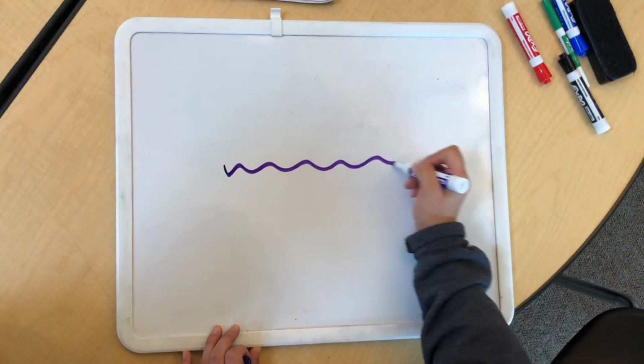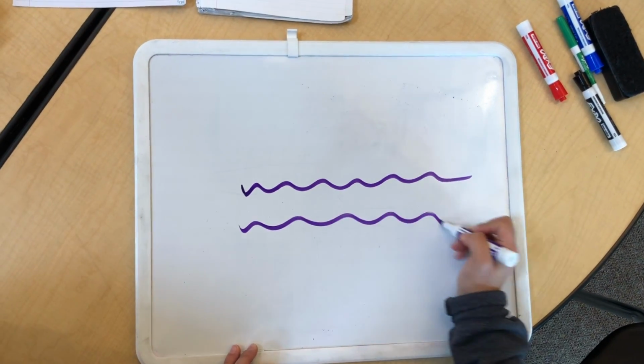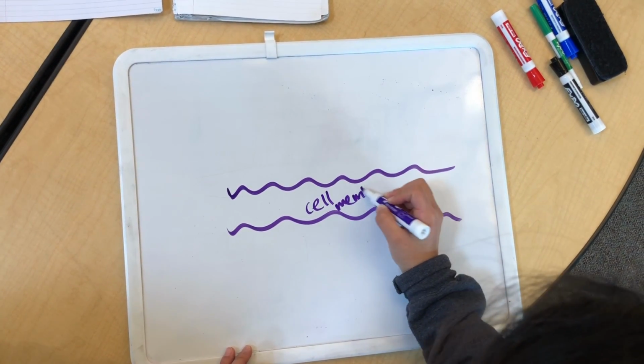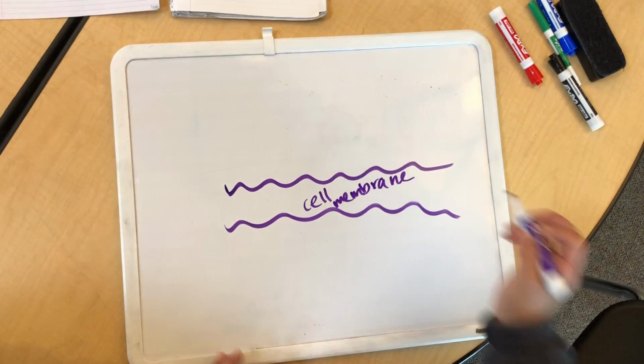When the membrane is at rest, during resting membrane potential, it is considered to be polarized. This is because it is more positive on the outside of the cell than it is on the inside.